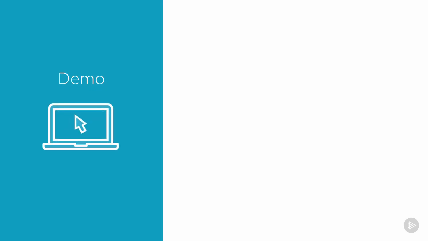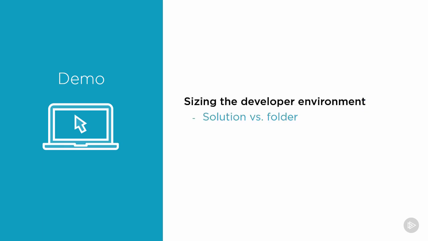We're now going to have a demo. We're going to size the developer environment by taking a look at Visual Studio 2015 and Visual Studio Code. We're going to see a solution versus folder approach. We're also going to see how the rich user interface of one is different than the lightweight and text-intensive approach of the other. What do we mean by sizing the developer environment?